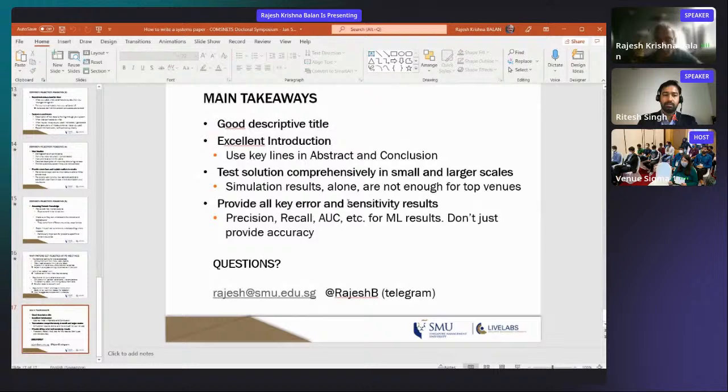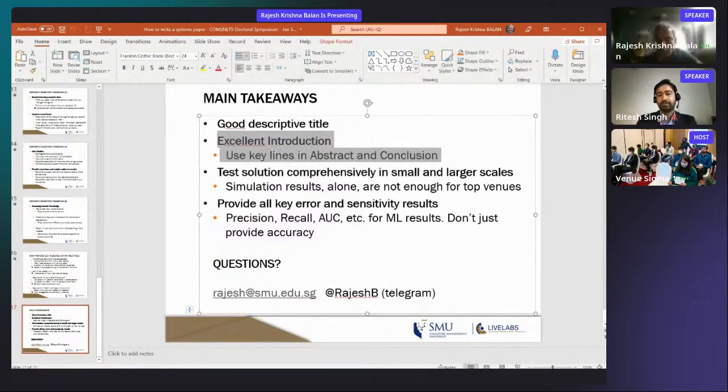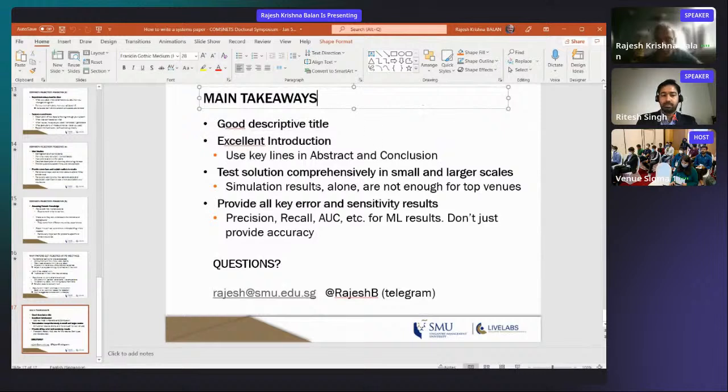Okay, so the main takeaways, because we are out of time. Good descriptive title, excellent introduction. This is key, right? This is very important. As Swarun said, reviewers have way too many papers, and this is the only thing that you're guaranteed that they will actually read, at least to some level, right? The rest of the paper, if they don't like your intro, they may just skim it. And you will actually know this when you see the reviews, right? Test your solution comprehensively in small and large scales and provide all your key error results.